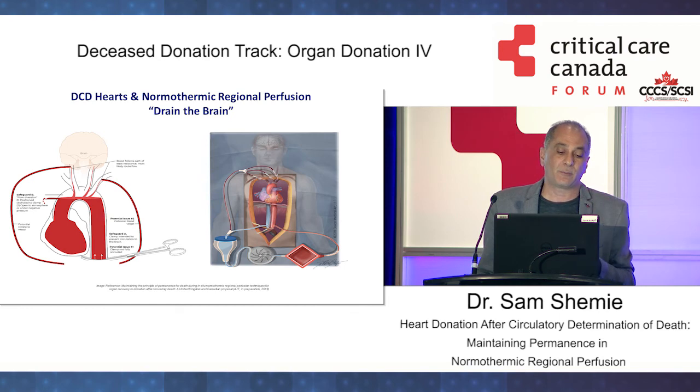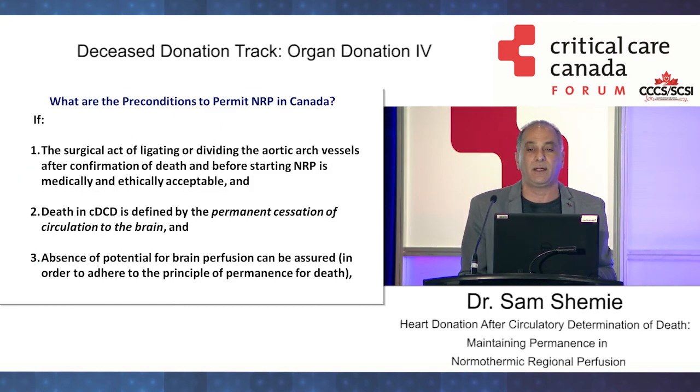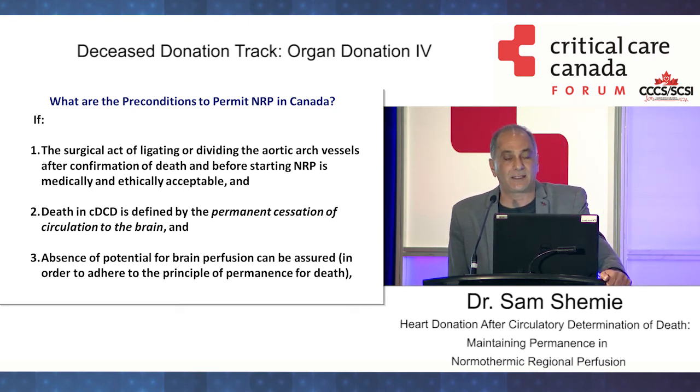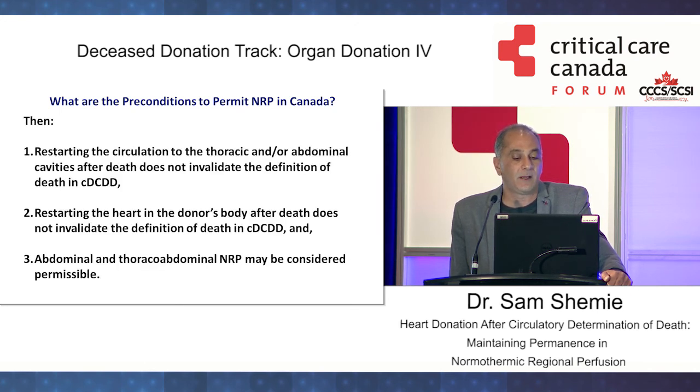So, about NRP, what are the preconditions to permit NRP from an ethical and logistic point of view in this country? If the surgical act of ligating or dividing the aortic arch vessels after confirmation of death before starting the pump is medically and ethically acceptable, and we agree that death in controlled DCD is defined by the permanent cessation of circulation to the brain, not just circulation, and the absence of brain perfusion can be assured in order to adhere to the principle of permanence, then restarting circulation to the thorax and abdomen does not invalidate death in DCD.